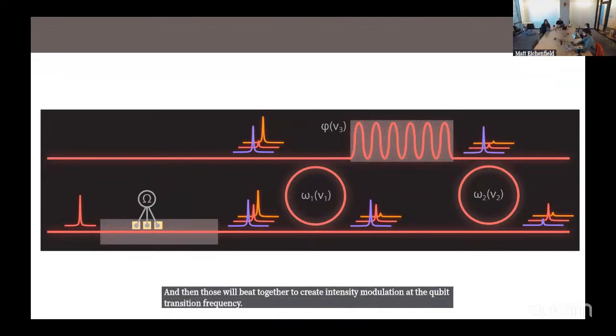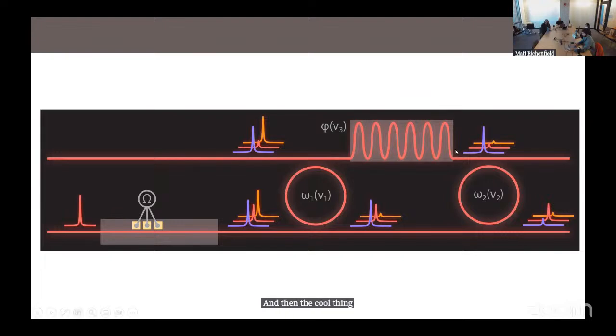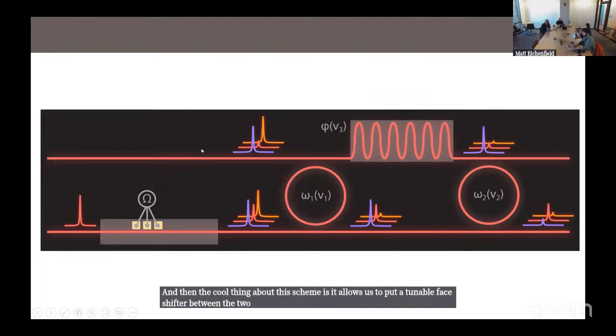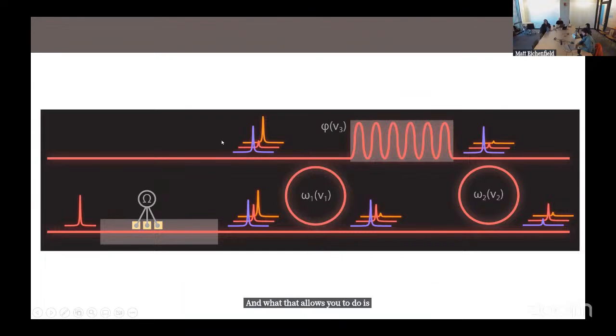And then the cool thing about this scheme is it allows us to put a tunable phase shifter between the two sidebands that eventually meet to interferometrically beat. And what that allows you to do is do arbitrary single qubit rotations on the Bloch sphere.